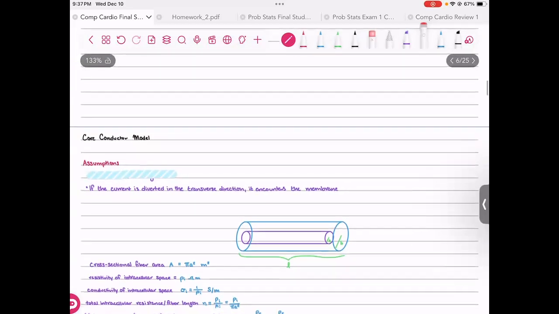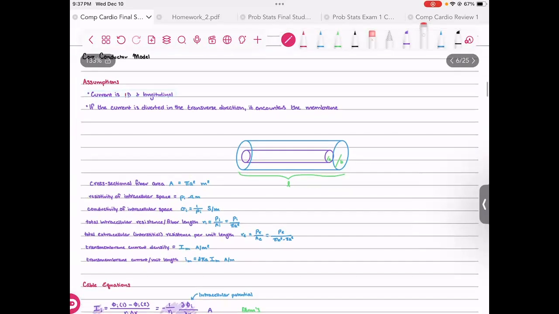Let's move on now to the core conductor model, and it's operating off of two assumptions: that the current is one-dimensional and longitudinal, and that if the current is diverted in the transverse direction, it encounters the membrane. So again, longitudinal this way, transverse this way, just so you can visualize it.